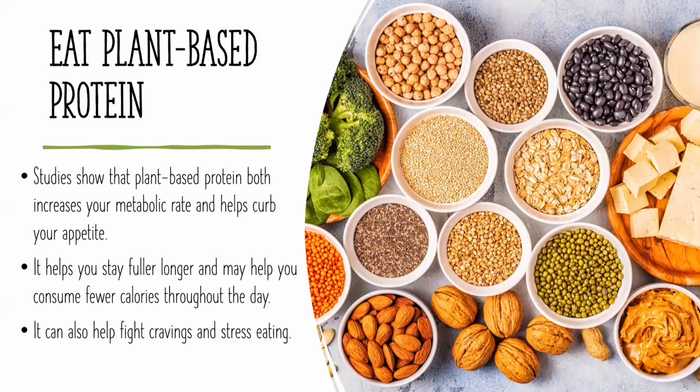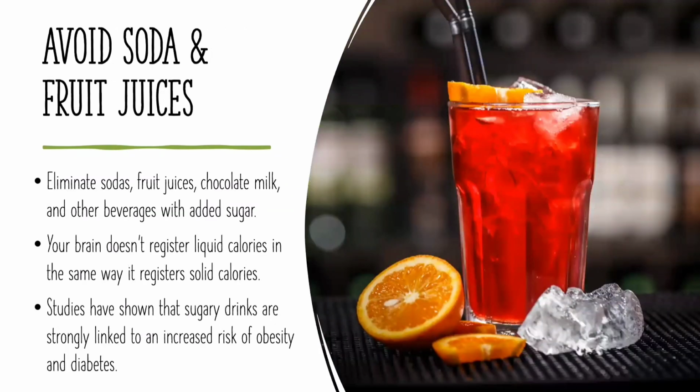In other words, you can increase the number of calories you burn and decrease the number of calories you consume simply by adding plant-based protein to your diet. It can also help fight cravings and stress eating. Number 2. Avoid sugary soft drinks and fruit juices.